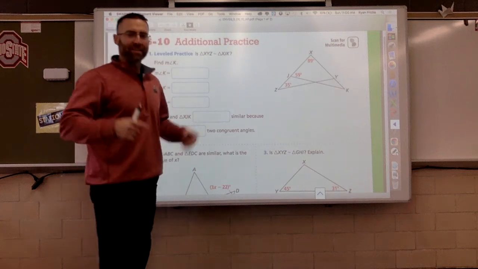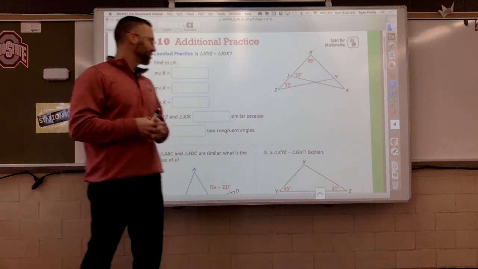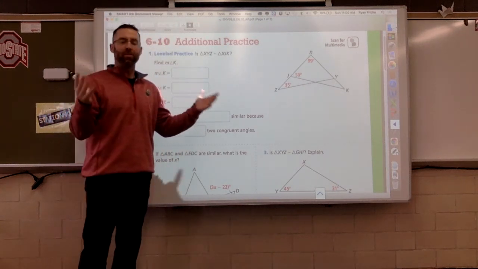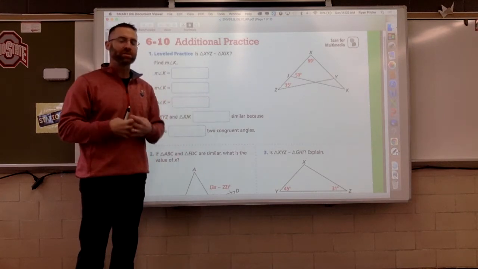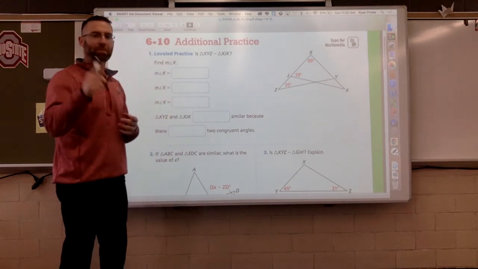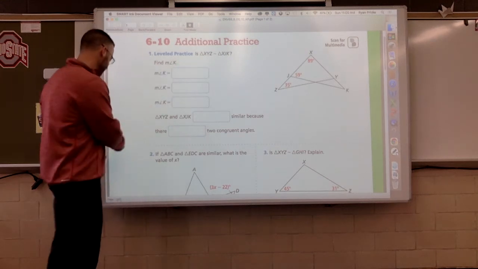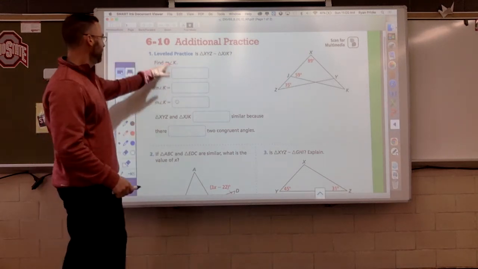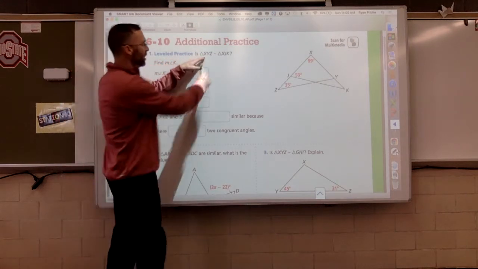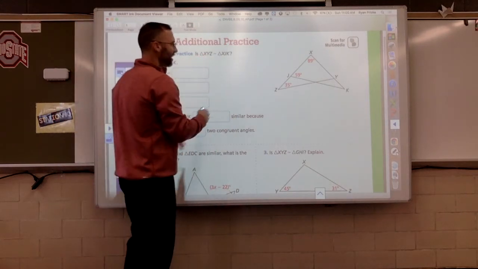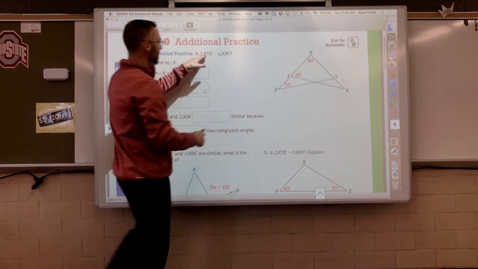6.10 additional practice, again, looking to see if two triangles are similar based on the angle-angle criterion, or two pairs of congruent angles. We're on page 69 in your packet. 6.10 additional practice. Here we go. We need to determine, are these two triangles similar?